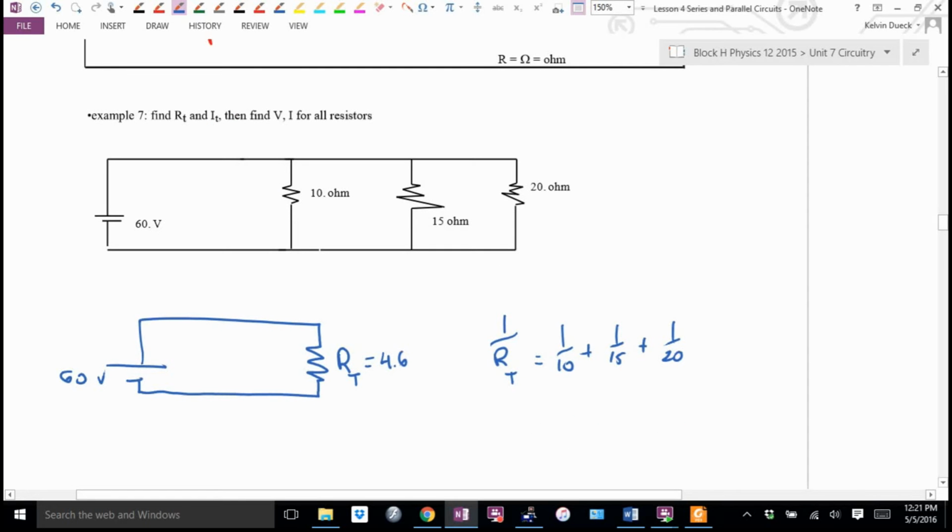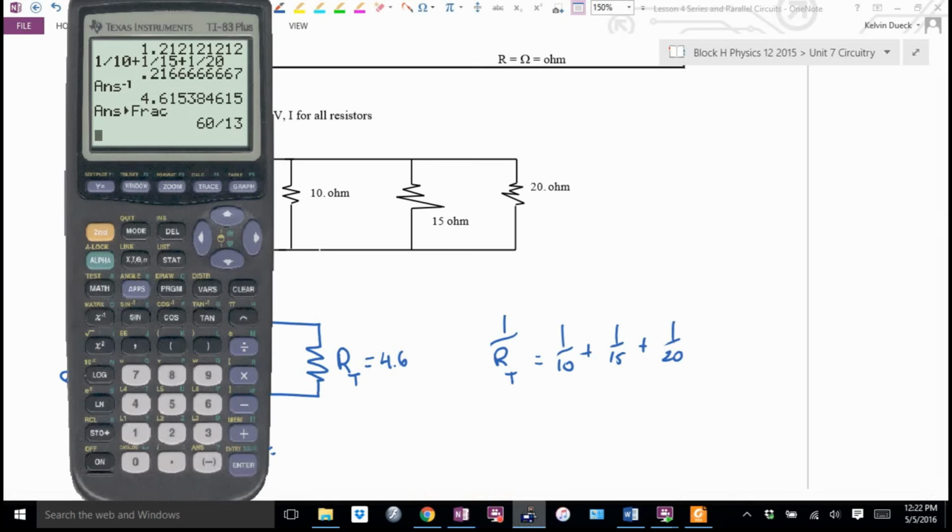Here is the key now. I'm interested in what's the total current. It's going to be V total over R total. It's going to be 60 divided by 4.6, but I'm going to use my answer button. It's probably going to be 13, because the fraction happens to be 60 over 13. That's a lovely coincidence. So 60 divided by the answer button, yeah, 13 amps. Okay?